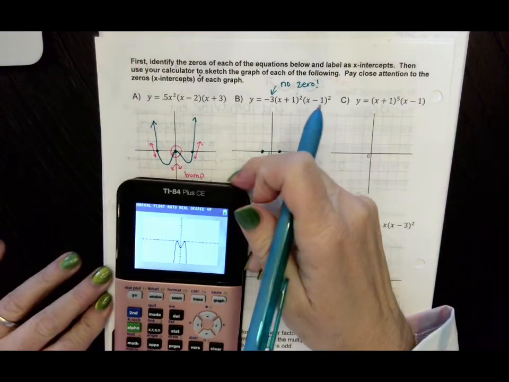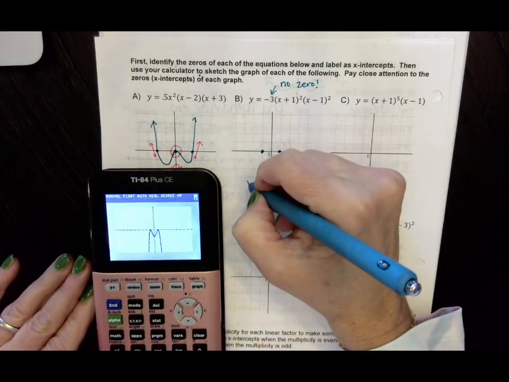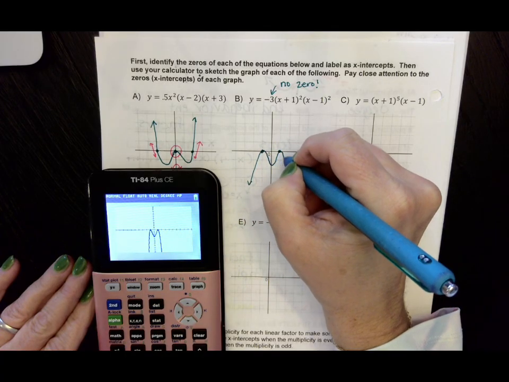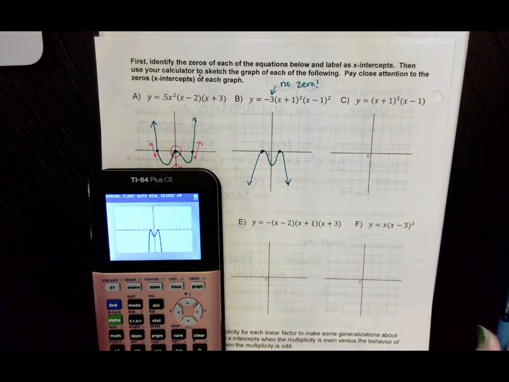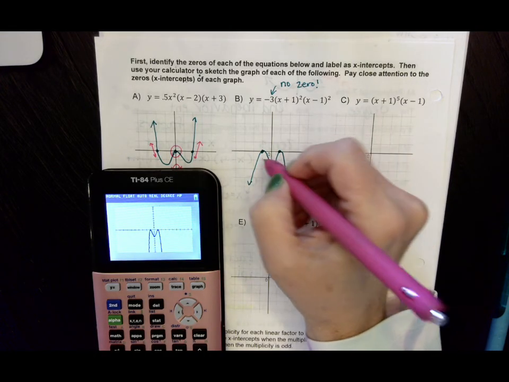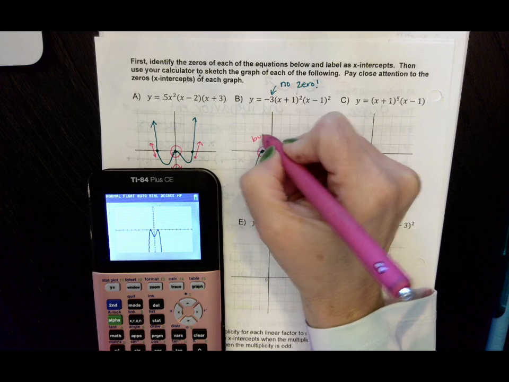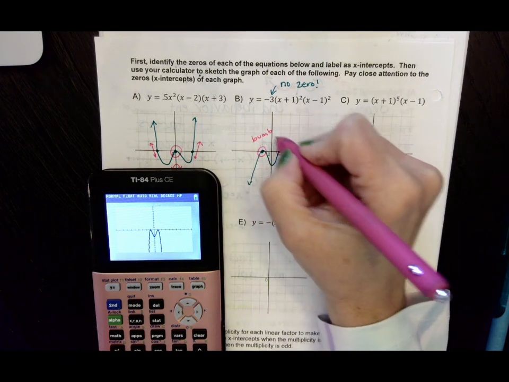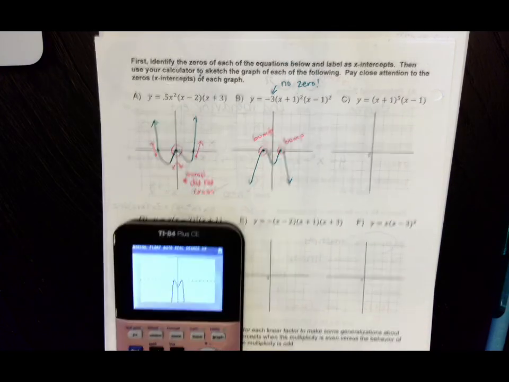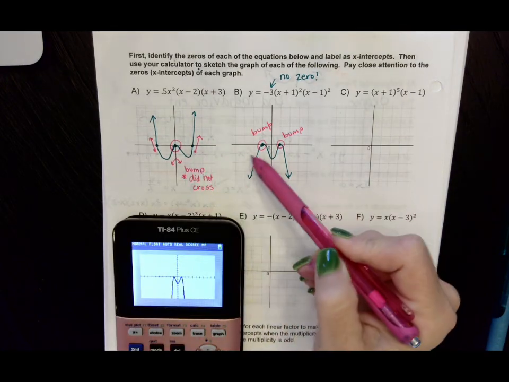All right, so here's what happens. If I sketch this graph, I'm going to go up here and hit this, and then I'm going to come and turn around and hit this and come back down again. All right, so let's identify what happened. This was a bump. This was also a bump. I did not cross the axis. Here I crossed it, here I bumped it.